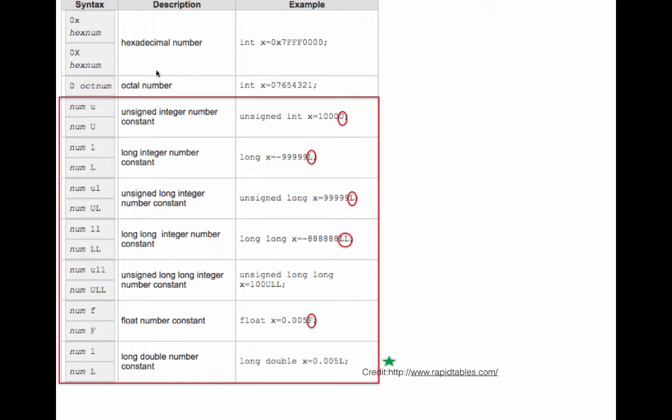Okay, if we examine this table, you are seeing a group of suffixes which, when added to the end of any number, force the compiler to consider this number as a special type. You can see here when f is added, it's a float, and you can see here ll, it's long, and the unsigned integer is u.